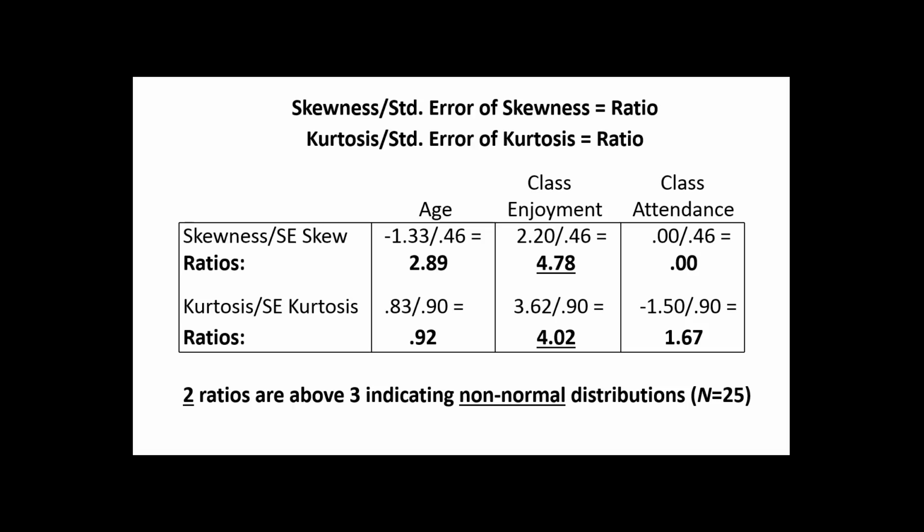So in terms of class enjoyment, the ratio is now 4.78, so significantly non-normal skew. And regarding the kurtosis, the ratio is 4. So a significantly non-normal skew and kurtosis. Therefore, the assumption of a normal distribution is not met when we switch from the sample of 100 to a smaller sample of 25. So that's the point. Now, how bad is it that the assumption is violated? What are the implications? That's something we will discuss.